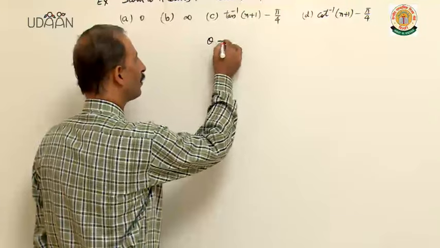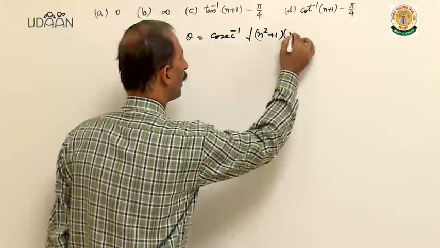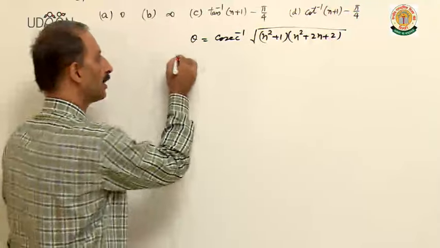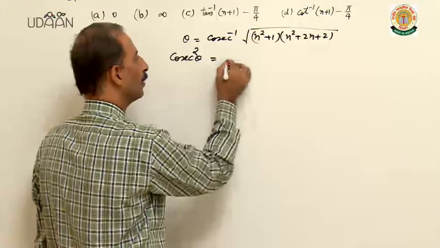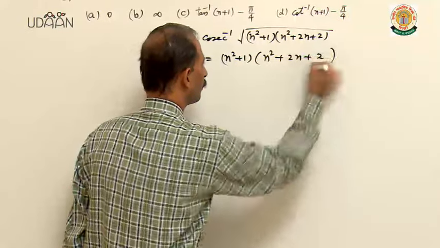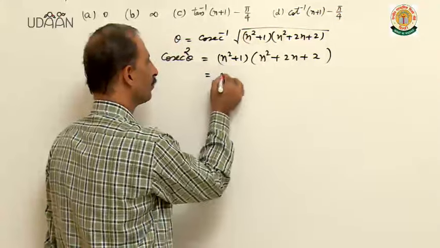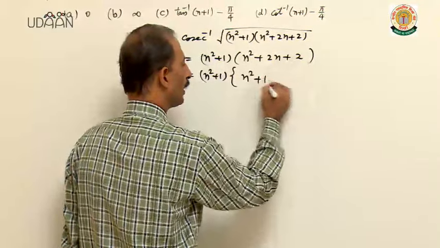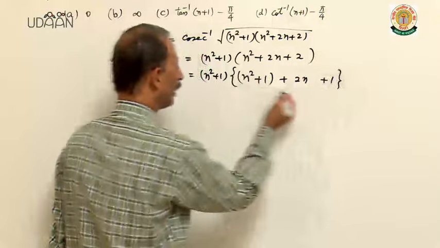I am supposing nth term cosec inverse of root of (n square plus 1) into (n square plus 2n plus 2) is theta. Then you can say cosec theta will be this value, and squaring both sides, you will get (n square plus 1) into (n square plus 2n plus 2). Now I am multiplying this. Here I have written 2 as 1 plus 1, so n square plus 2 is split as n square plus 1 plus 1, and 2n as it is. Now I am multiplying these two brackets.